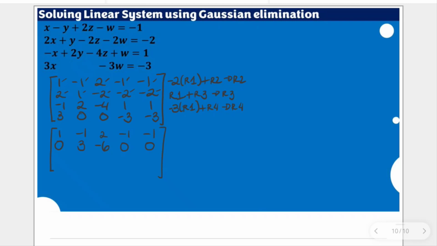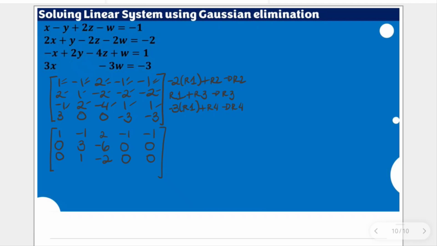For our third row, simply add row 1 and row 3. 1 plus negative 1, 0. Negative 1 plus 2 is positive 1. 2 plus negative 4 is negative 2. Negative 1 plus 1, 0. Negative 1 plus 1, 0. Then, let us have this next.